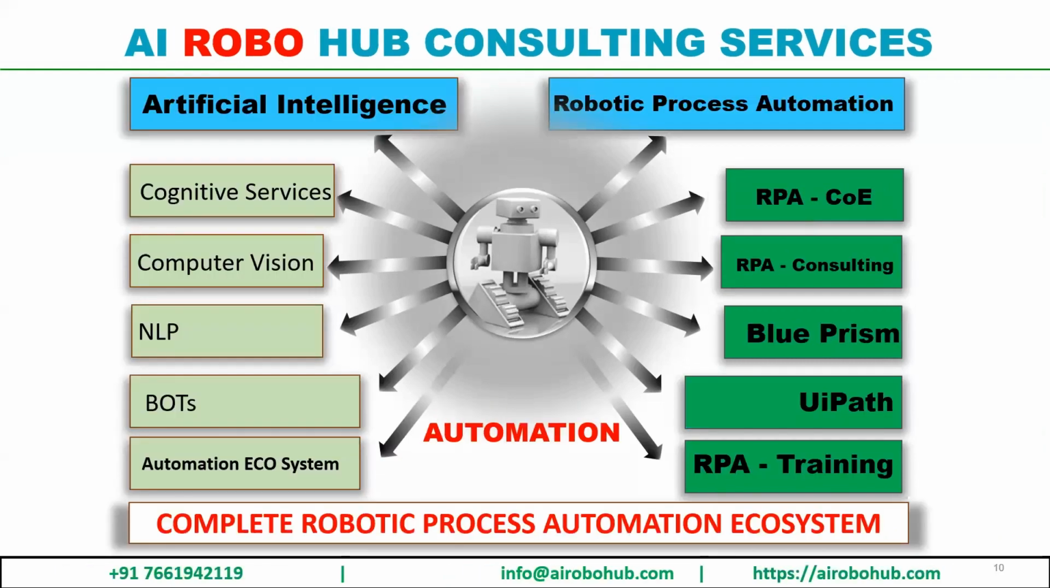But coming to exclusive automation, with respect to artificial intelligence, we are experts and provide cognitive services, computer vision solutions, NLP solutions, end-to-end bot solutions, a complete automation ecosystem. With respect to RPA, we are experts in establishing an RPA Center of Excellence, providing RPA consulting services, apart from RPA end-to-end solutions using Blue Prism, UiPath, and Automation Anywhere.